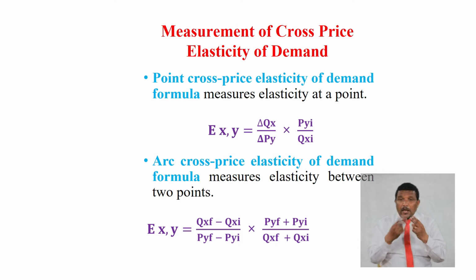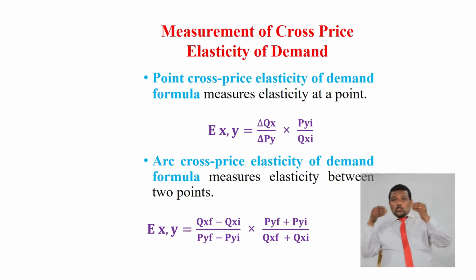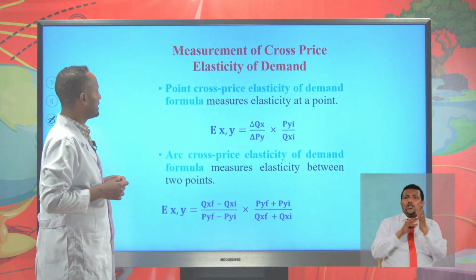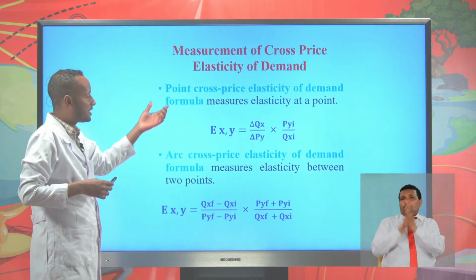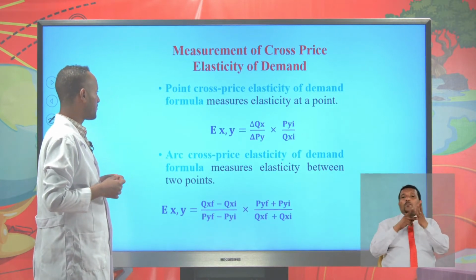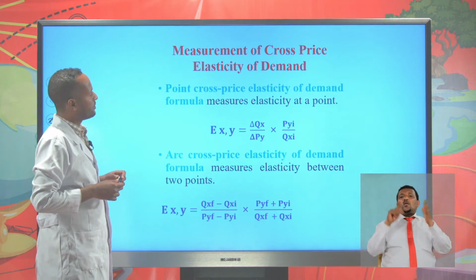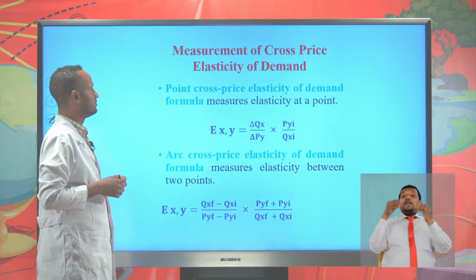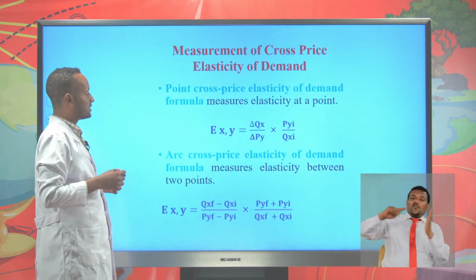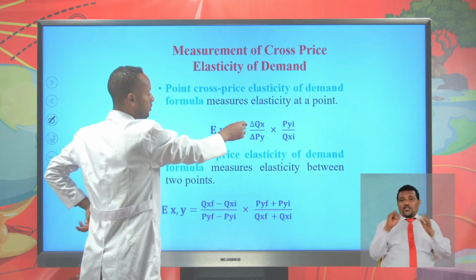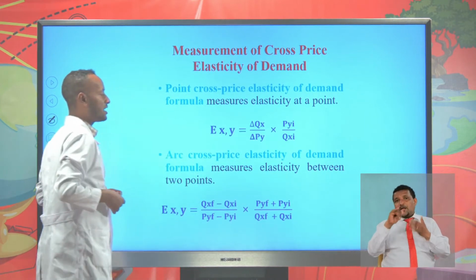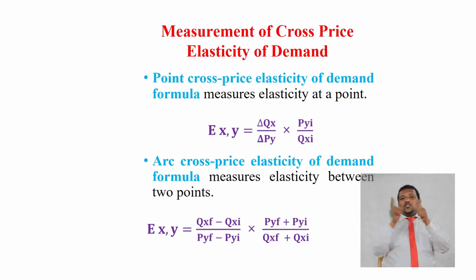Now let's see the measurement of the cross price elasticity of demand. There are two formulas used to calculate it: the point cross price elasticity of demand formula and the arc cross price elasticity of demand formula. The point formula measures elasticity at a point on a linear demand curve, and it is calculated by dividing the change in the quantity of commodity X by the change in the price of commodity Y, multiplied by the initial price of Y divided by the initial quantity of X.